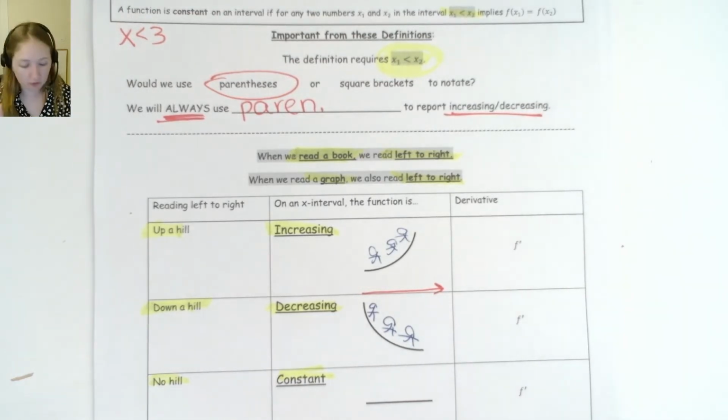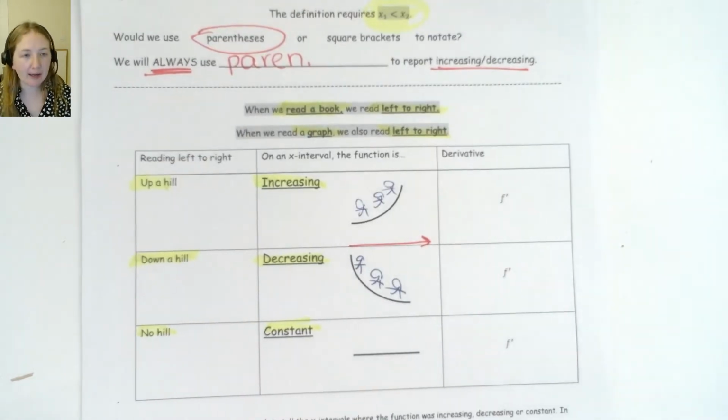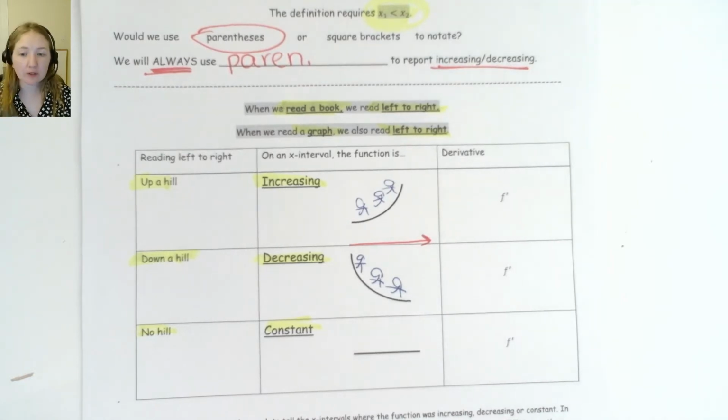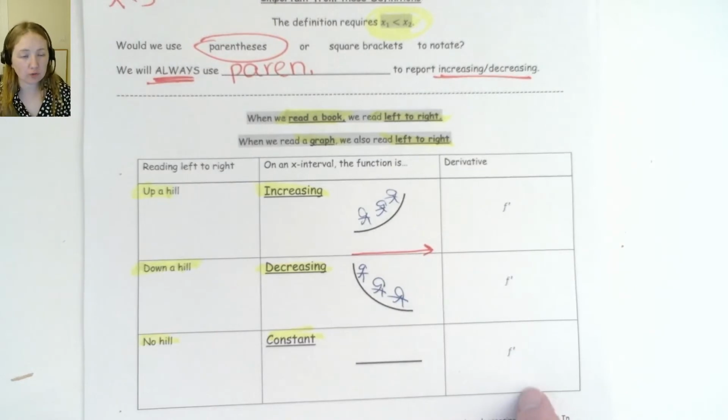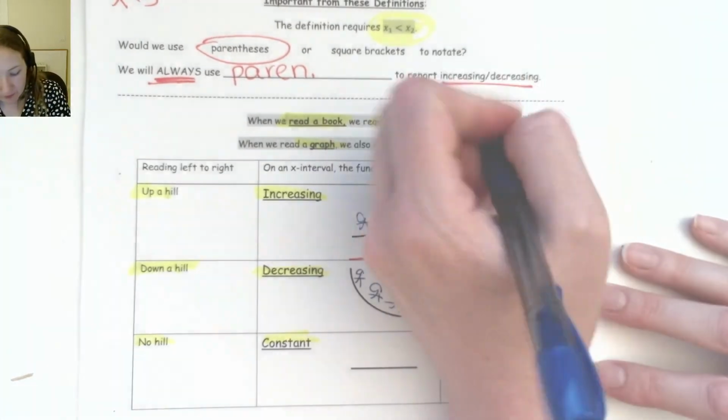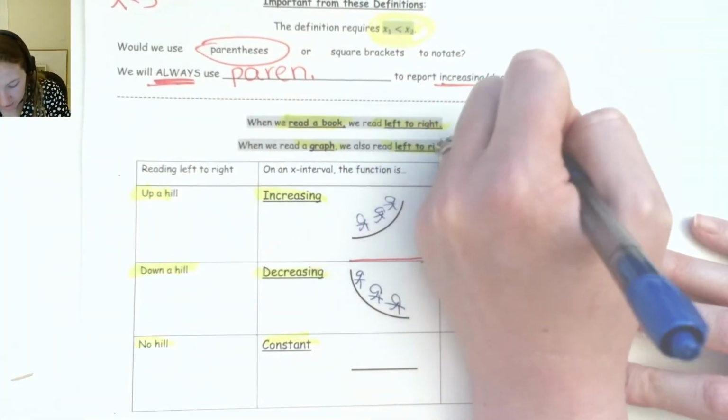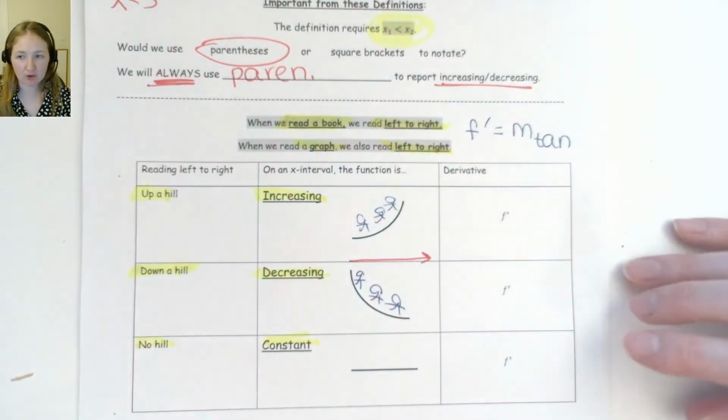Now you guys, here's our goal. Our goal is to figure out where the function is increasing or decreasing without seeing a picture or a graph of the function. And the way that we're going to do that is to connect this to the derivative. So remember, the derivative is the slope of the tangent line.